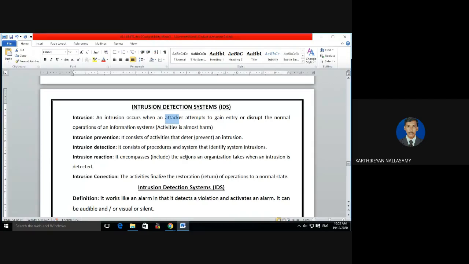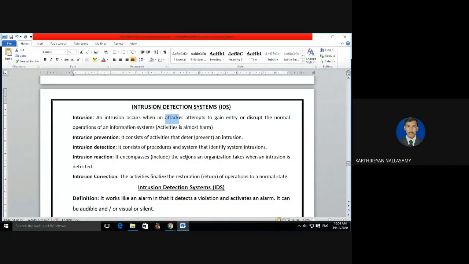For example, in a bank, if the manager identifies that there is an intrusion, the procedure is to press the alarm immediately. That is called reaction. The next step is correction: once the attack is over, meaning we detected it, reacted, and the solution is formed, we need to bring the organization back to the normal state. That is called intrusion correction. These are the basic things, and we need to prevent all kinds of attacks.